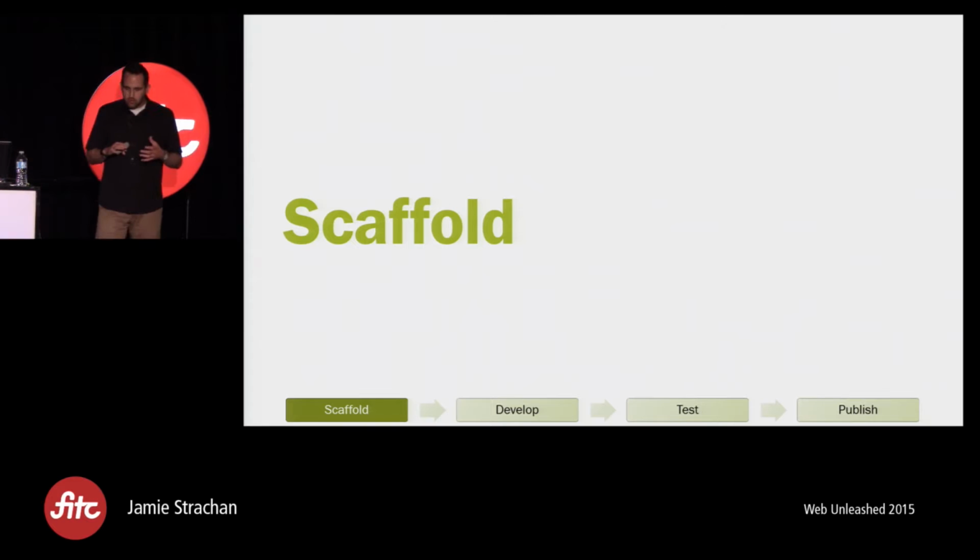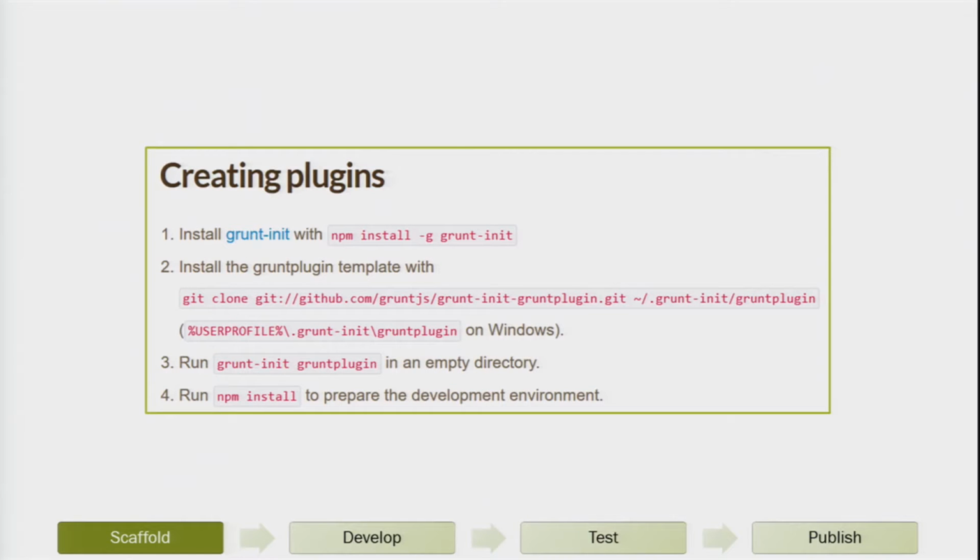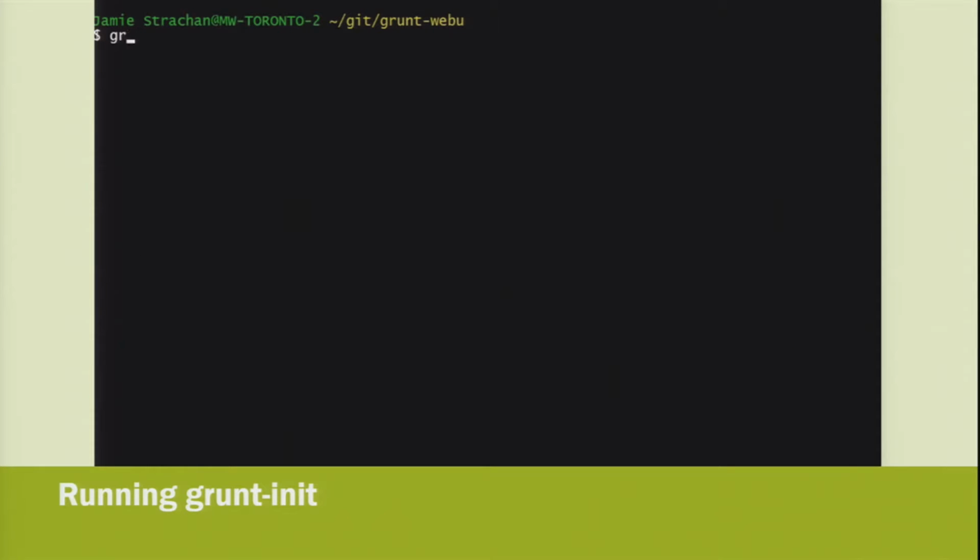So, scaffolding your plugin and scaffolding in general. Like I said, those first four steps when you go to build a plugin are all just about giving you a starting point so you don't have to start from scratch. And so what the process looks like is you install this tool called Grunt init, and then you download a template for your Grunt plugin, and then you run it. Grunt init is an interactive tool that will build a bunch of files and folders for you based on your answers to a number of questions. And it looks like this.